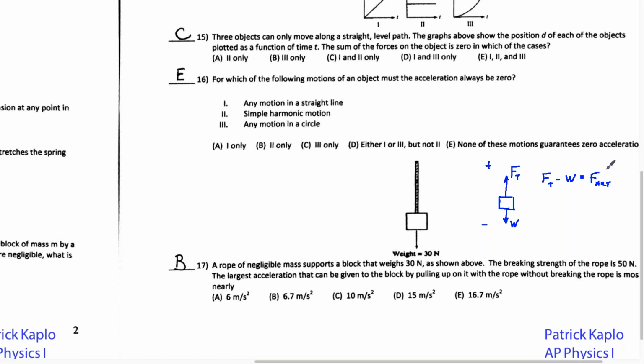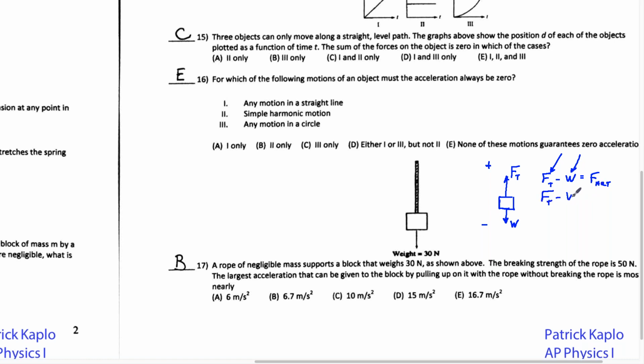And in this problem, they told us that the maximum tension that can occur is 50 newtons. So that's what I'm going to put in here. That's when I'm accelerating the box upwards the most. So I know what that is. I know what the weight is. And of course, F net is equal to mass times acceleration.